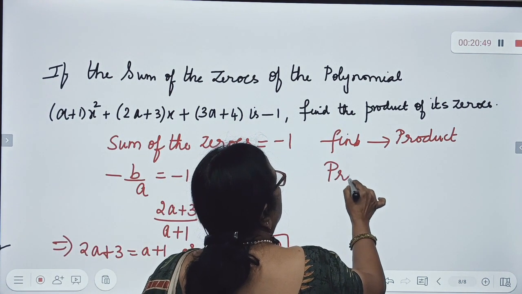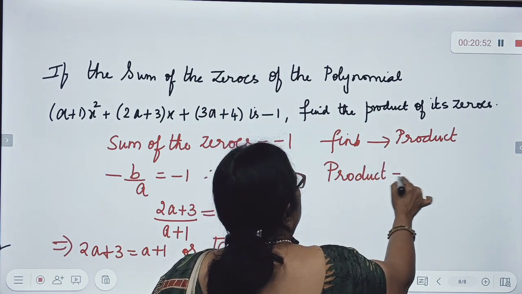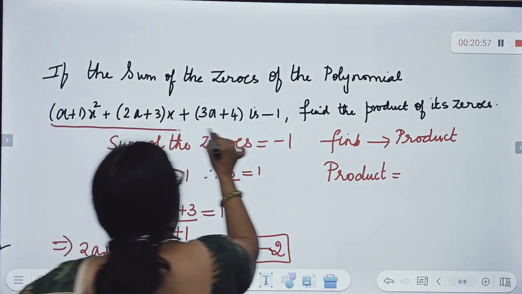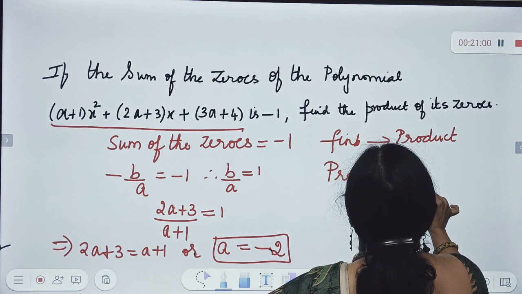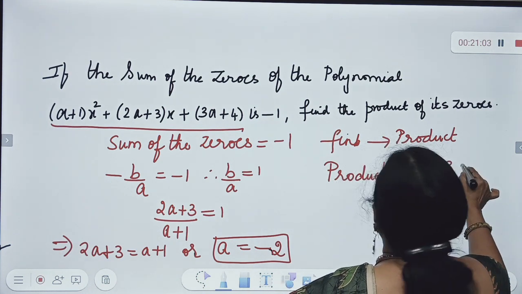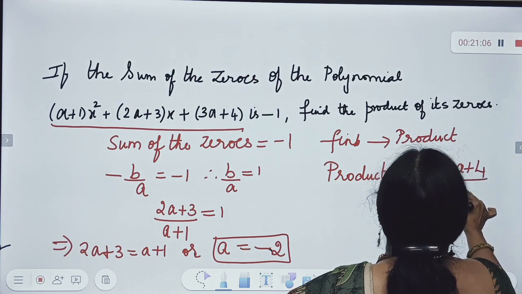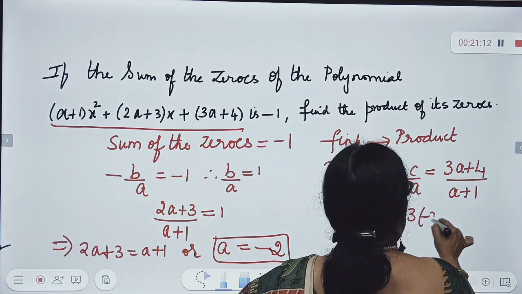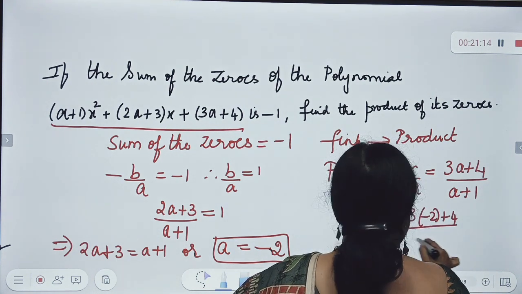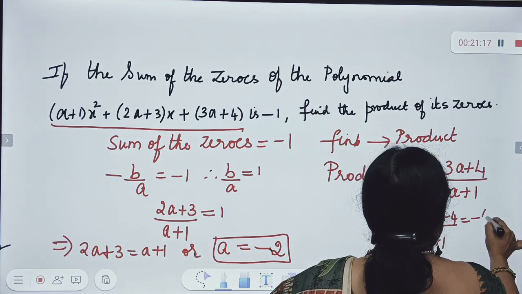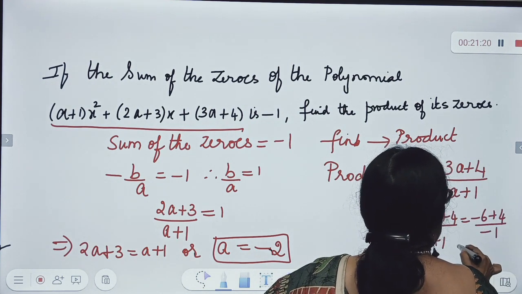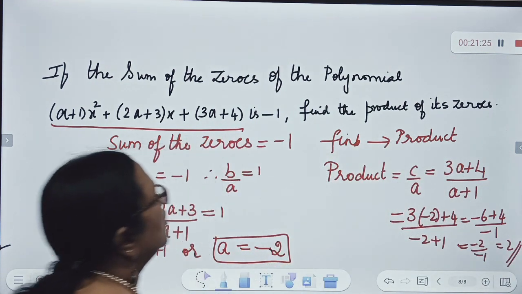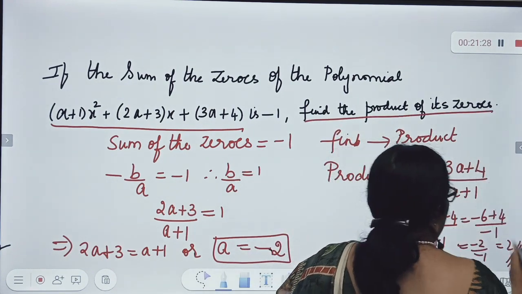The product. Now, the product of the roots is equal to, this is the polynomial, right? So the product of the roots is c by a, which is 3a plus 4 divided by a plus 1. But we know the value of a as minus 2. So, 3 into minus 2 plus 4 by minus 2 plus 1. Minus 6 plus 4 by minus 1. Minus 2 by minus 1, which is 2. So the product of the zeros which you have to find is 2.